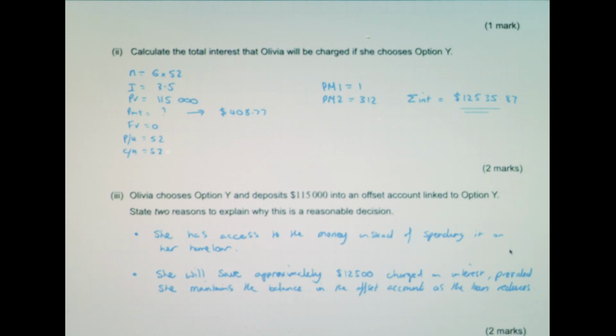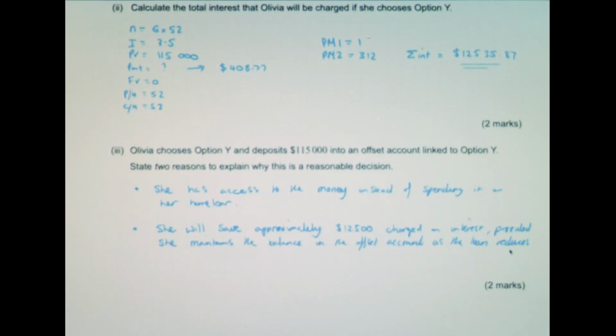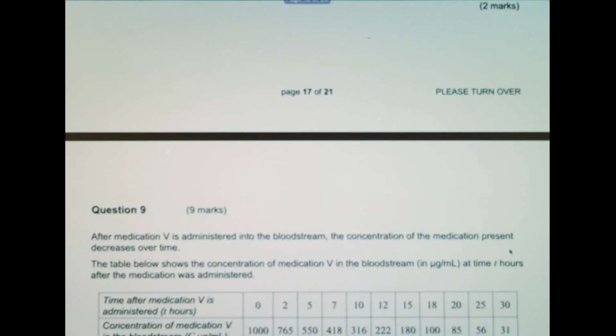Okay. Part 3. Olivia chooses option Y and deposits the 115 into an offset account linked to option Y. State 2 reasons to explain why this is a reasonable decision. So we've got a little section on offset accounts here, so it's just really looking at what are the features of offset accounts. So she'll have access to the money instead of spending it on her home loan. She'll save approximately 12,500 charged in interest, provided she maintains the balance in the offset account. So that's really all we were looking for in that case. So just really looking at the features of the offset account there. Okay.